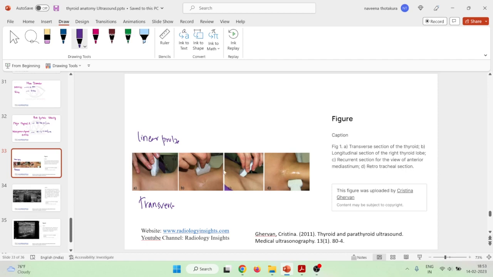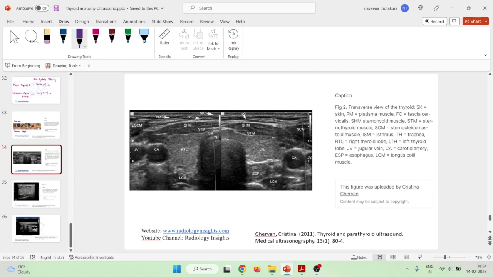So this is the transverse view. This is put along the neck, so this is a longitudinal view of the thyroid. Okay, this gives an anterior mediastinal view of the thyroid, where angling the probe like this will help to find out the mediastinum. Whereas this is behind the trachea. So this is the retrotracheal section of placing the probe so that the thyroid gland can be visualized.